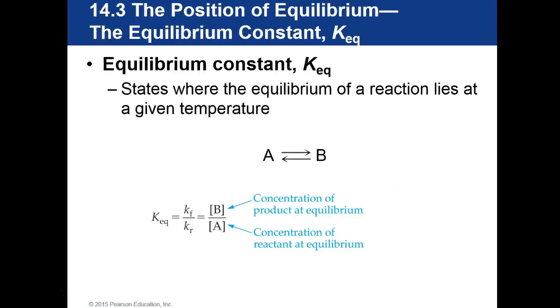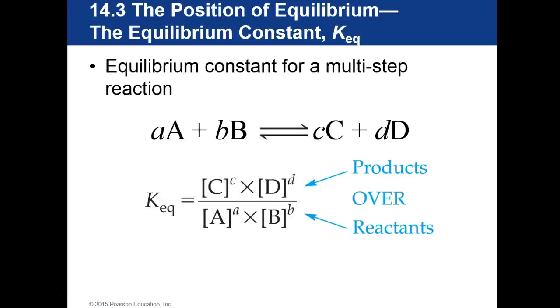Next, we're going to look at the equilibrium constant, or Keq. On your quiz and midterm exam, you're going to have to be familiar with this because you're going to have one to solve. This states where the equilibrium of a reaction lies at a given temperature. This is an example for a multi-step reaction. You can see we have A plus B going to C plus D. Okay, so we've got 2 reactants and 2 products. In order to figure out Keq, we put the products over the reactants and we multiply them.